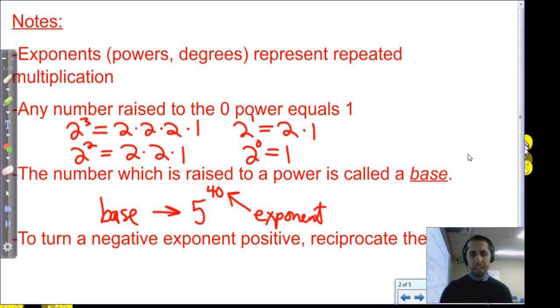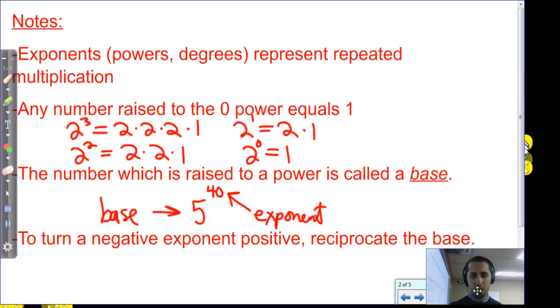To turn a negative exponent positive, reciprocate the base. So reciprocate, we know from dividing fractions, means to flip or switch the numerator and denominator. And again, if there's no denominator, it's just 1.